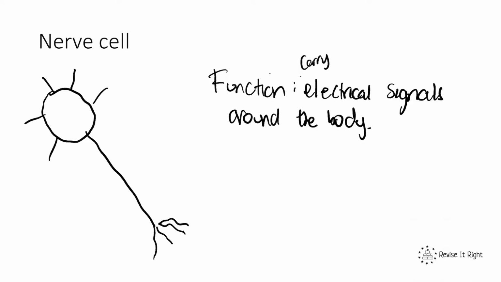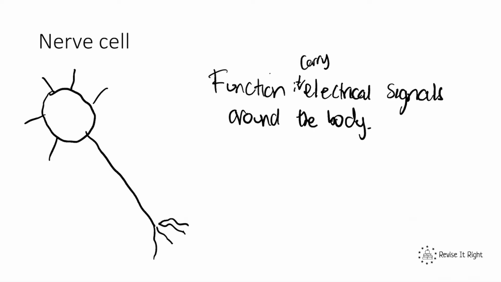Okay, now why that's important is because it allows us all to respond to our environment. If we didn't have nerve cells, first of all, really we'd just be a blob on the floor, but we wouldn't be able to do anything. We wouldn't be able to respond to everything. They carry electrical signals around the body very, very quickly.